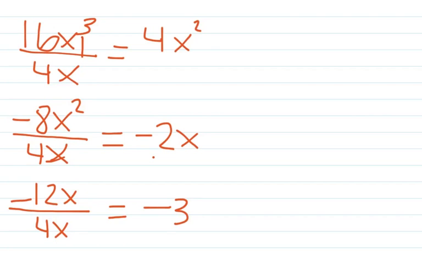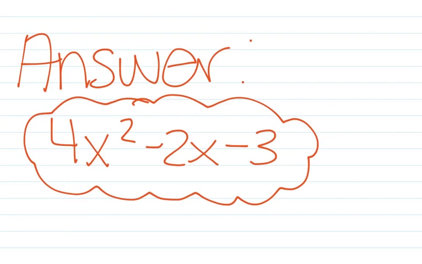And the last section is 4 goes into negative 12 negative 3 times, and the two x's cancel each other out, which leaves you with just negative 3. And that gives you an answer of 4x squared minus 2x minus 3. And you cannot simplify these, and that's why it is your answer, of course.